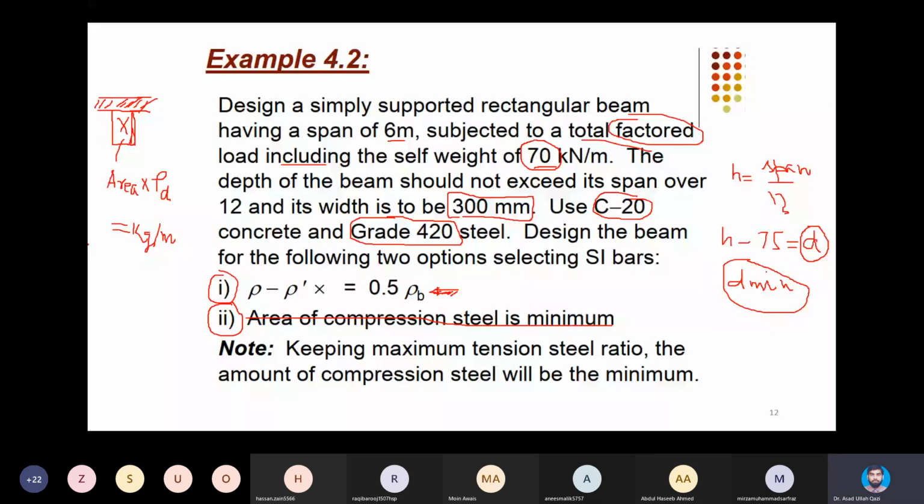Now, note, keeping the maximum tension steel ratio rho max, the amount of compression steel will be minimum. As I said earlier, this condition will be fulfilled automatically with the flow chart which I have discussed. So when I start with the rho max of the singly reinforced beam, by default you get this promise that your compression steel will be minimum and it will be economical, because your area of compression steel will be reduced. Now what I explained in the flow chart, I am going to repeat those steps.